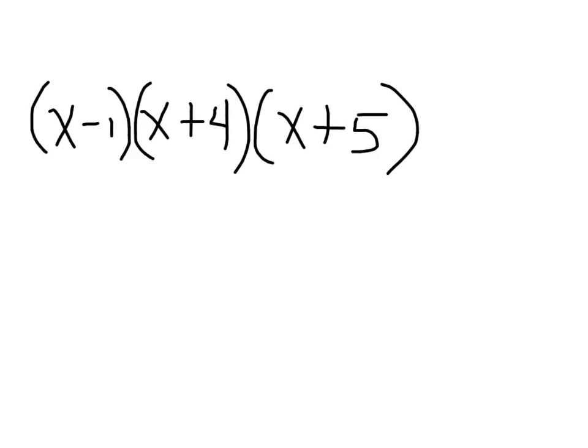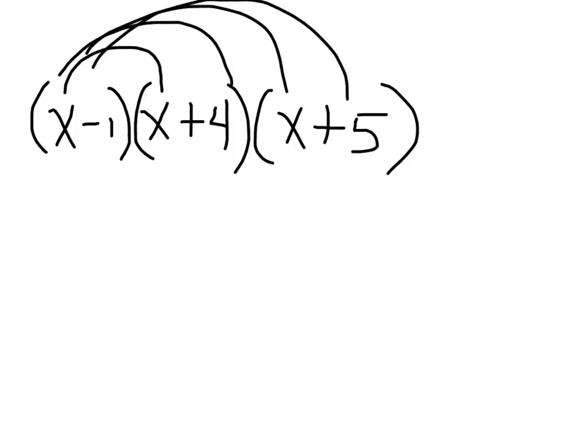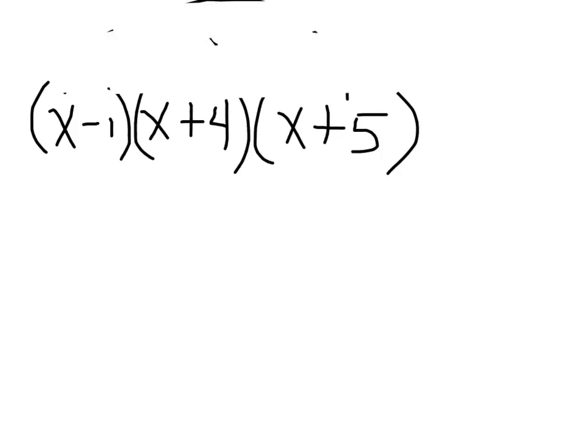Now, here's what you don't do. You do not distribute the x into here, to here, to here, and to here at the same time. That does not work. So what you do is, you do 2 at a time. Okay? This is a whole lot of FOIL, just so that you guys know. Remember what FOIL stands for? First, outer, inner, last.